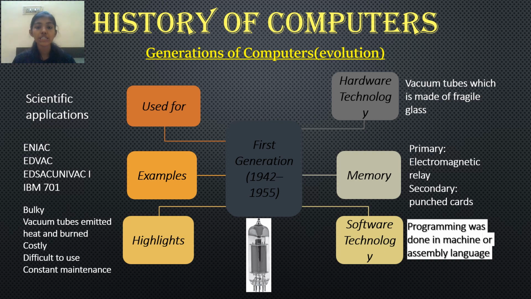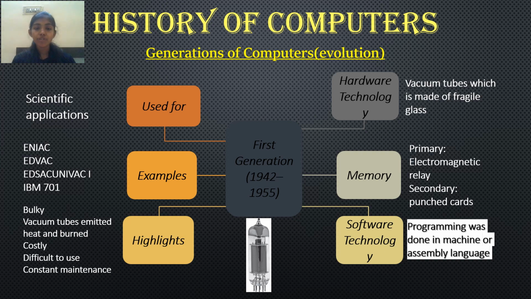The first generation of computers was developed in 1942 to 1955. It was used for scientific applications. The hardware technology was vacuum tubes, which are made of fissile glass. The memory was primary memory, which consists of electromagnetic relay, and the secondary one is punch cards. Software technology, that is programming, was done in machine or assembly language. The examples of first generation computers are ENIAC, EDVAC, IBM 701, etc.